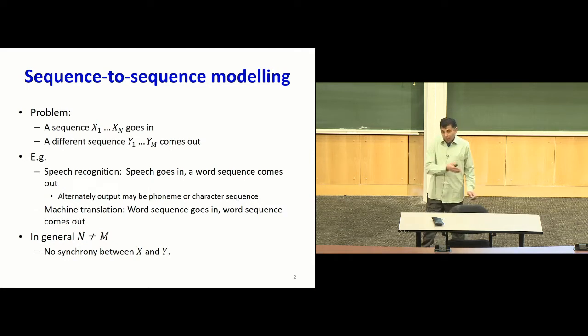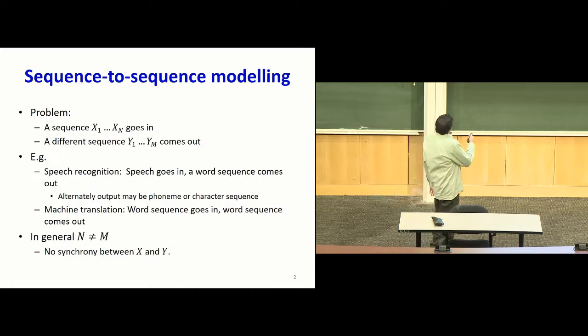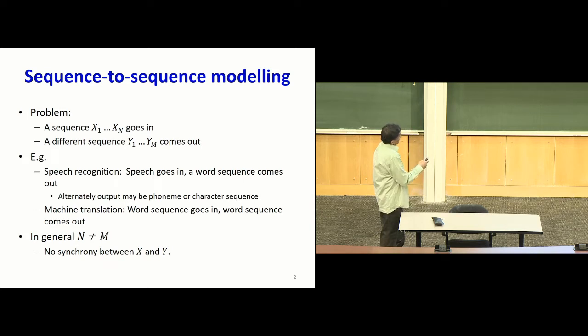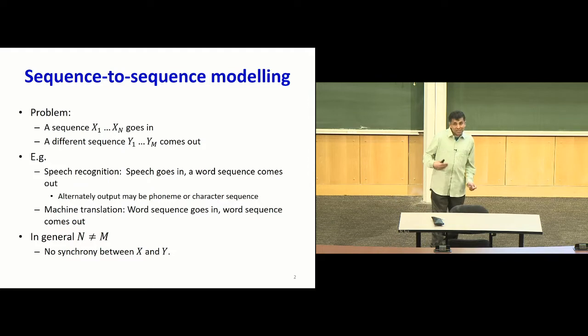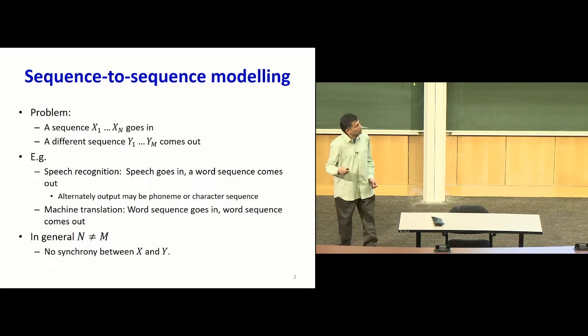Whatever it is, you have one type of sequential data going in, and a different type of sequential data coming out. Or machine translation. A word sequence in English may go in, and a word sequence in French may come out. The number of symbols going in does not have to be the same as the number of symbols coming out, which means there doesn't have to be any notion of synchrony between the input and the output. You may not be able to assign distinct times at which the output symbols come out.